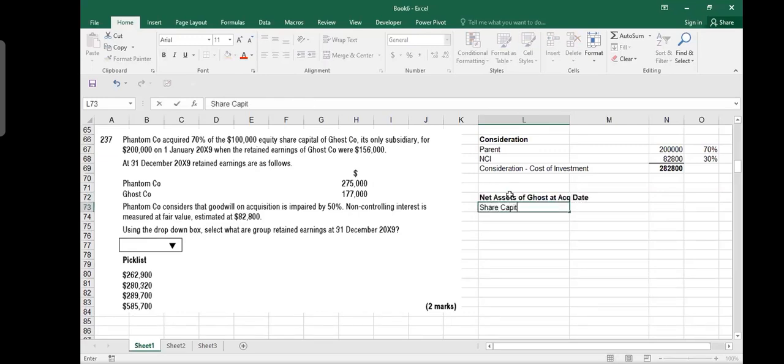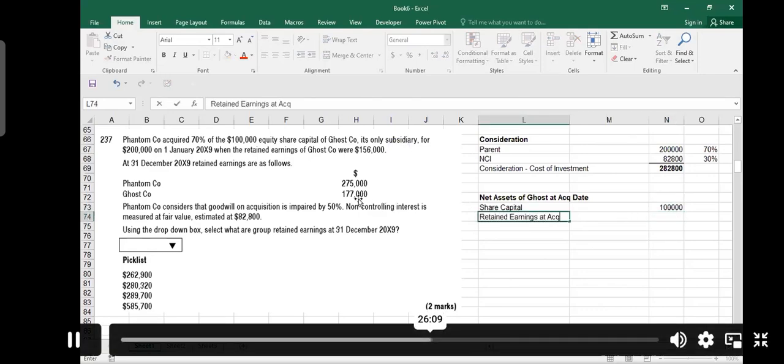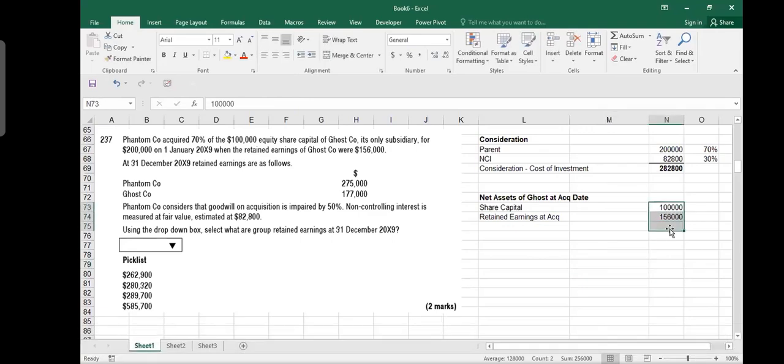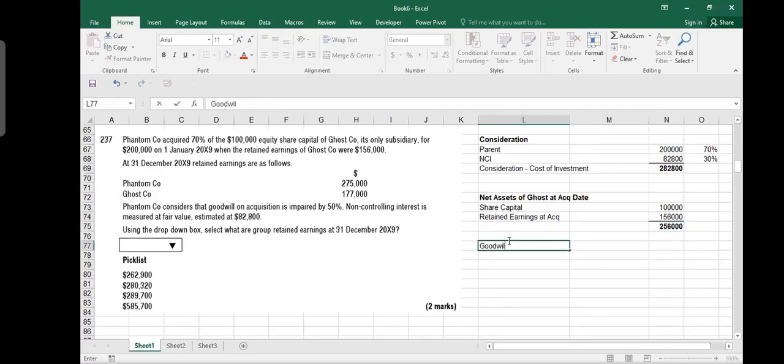So they have share capital, which was, if I'm not wrong, 100,000, and it had some retained earnings, also on the acquisition date. I'm not taking 177, I'm taking 156,000, which is the retained earning on acquisition date. So here I make a bold. And then you have a goodwill, which of course is the difference between these two. 282 minus 256. So 26,800 should be your goodwill. That's pretty simple.